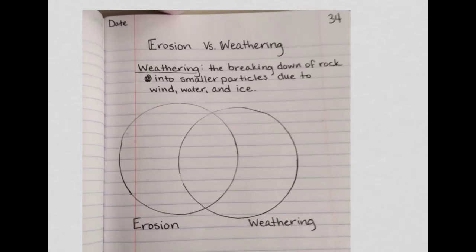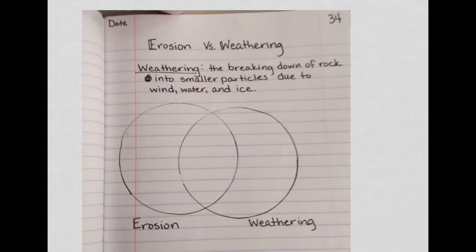Now get out your science notebook. You're going to put your date in the corner on page 34. Your title is Erosion versus Weathering. Okay, we wrote the definition for erosion on the bottom of page 33. But right here I want you to write the definition of weathering. The breaking down of rock into smaller particles due to wind, water, and ice.